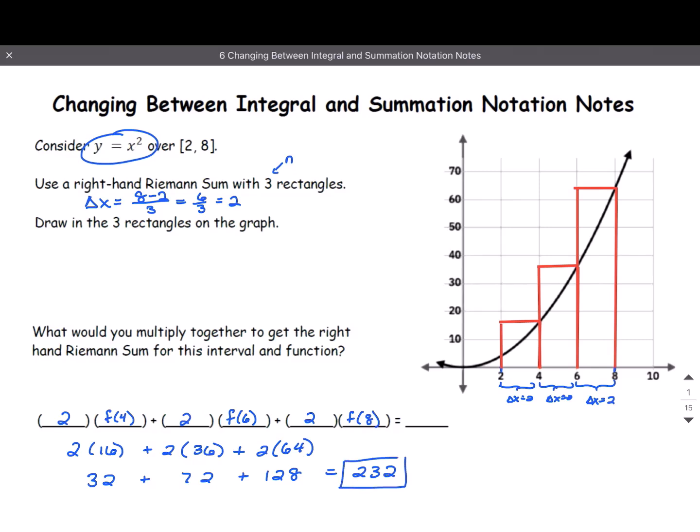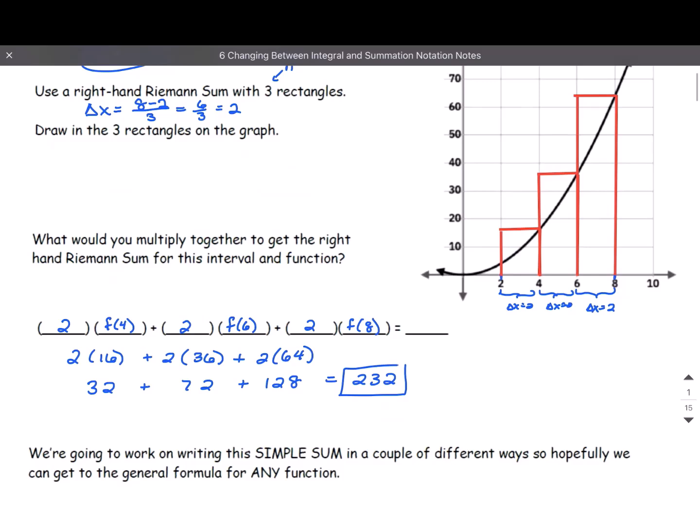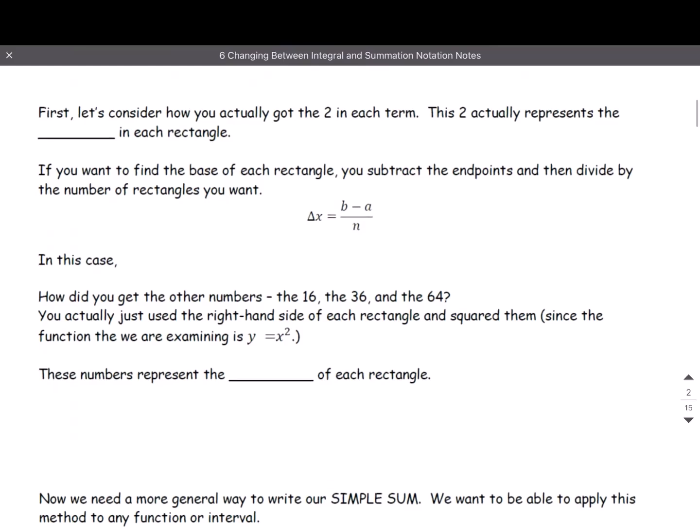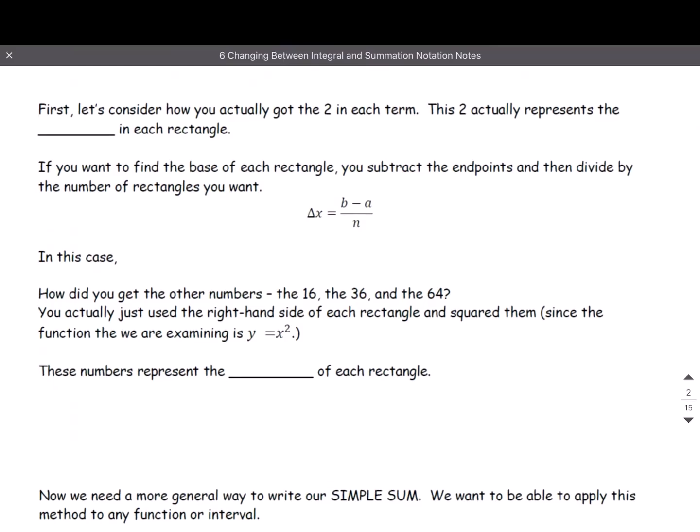Okay, not so bad. Now what we're going to do is work on writing this nice simple sum in a couple of different ways, so hopefully we can get a general formula for any function. Okay? It's going to look more complicated before it becomes simple. So bear with me. So now the first thing we need to remember is let's consider how we got the 2 in each term. The 2 was the delta x, or the base. That was the base of each rectangle, delta x. And remember, we find delta x by doing b minus a all over n.